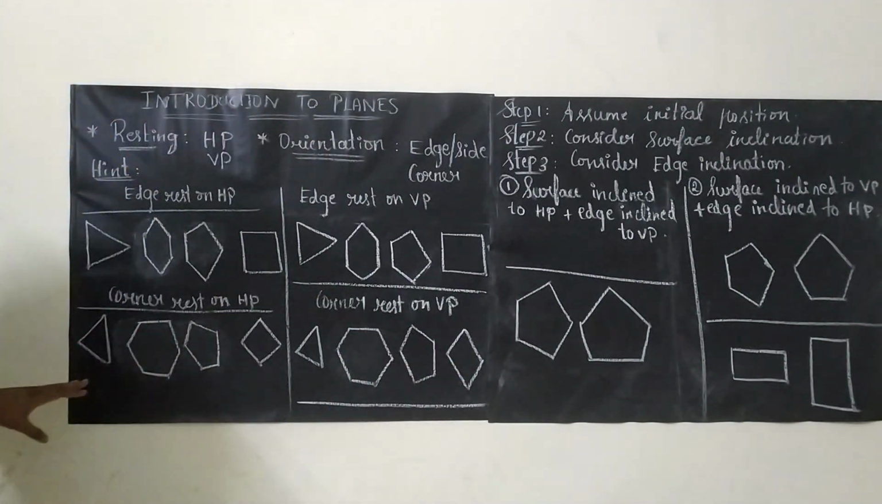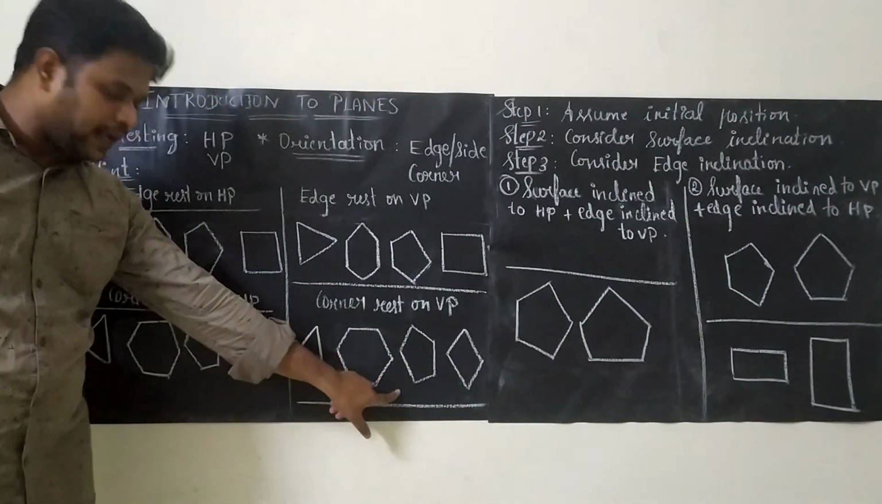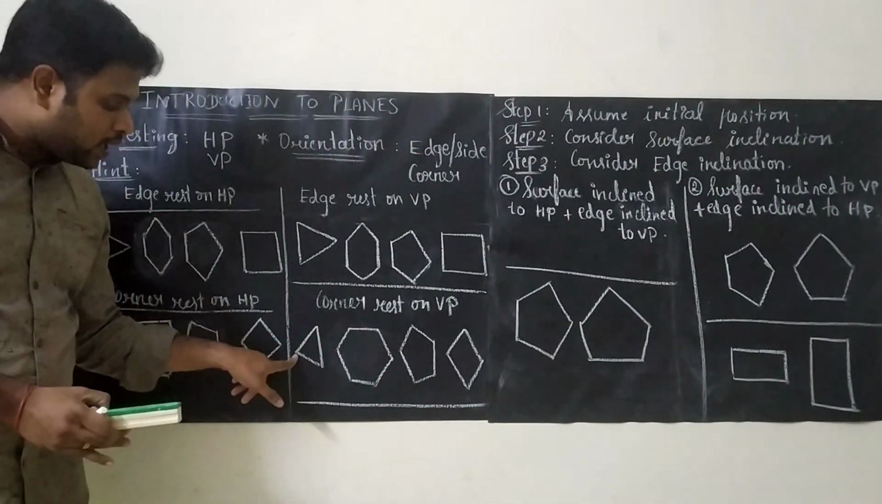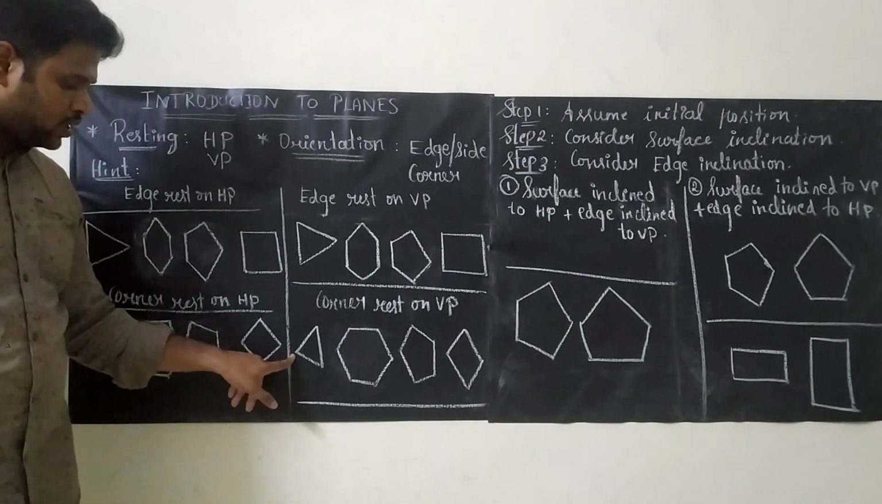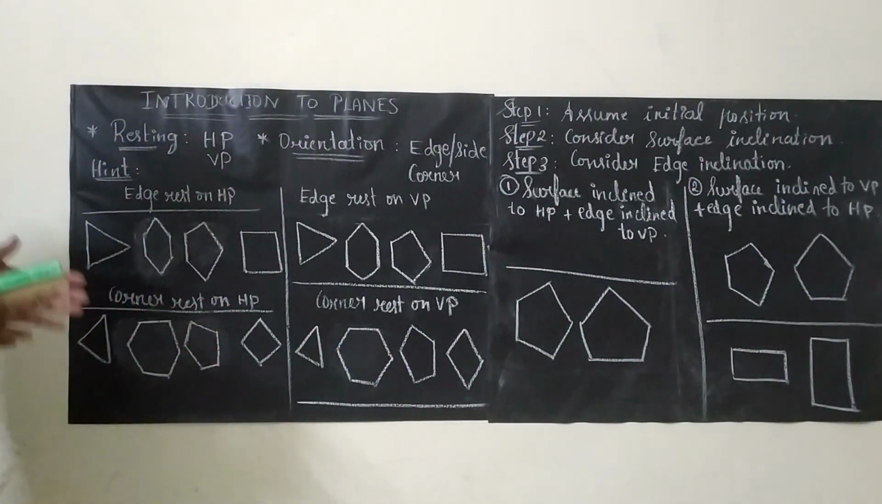The same diagram, but you will be drawing above the XY line. You will be drawing in the vertical plane, seeing to it that the corner is lying on the left side. So this is the corner, this is the corner, this is the corner. This is a basic hint.